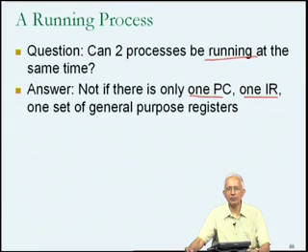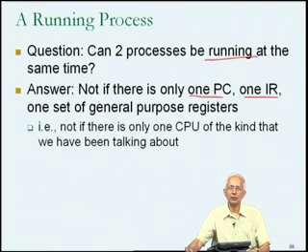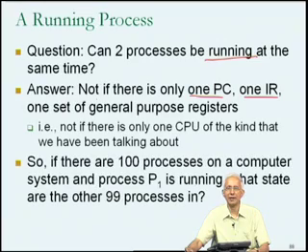Later on we may learn about computer systems which have more than one program counter, etc. But for the moment our picture of a computer system is one where there is one CPU, and in that one CPU there is one set of special purpose registers and one set of general purpose registers. Therefore, the answer to the question is a definitive no. I cannot have two processes running at the same time. There can be at most one process running at a time. So, as we said, for the kinds of CPUs that we have been talking about so far, there can be only at most one process running at a time.